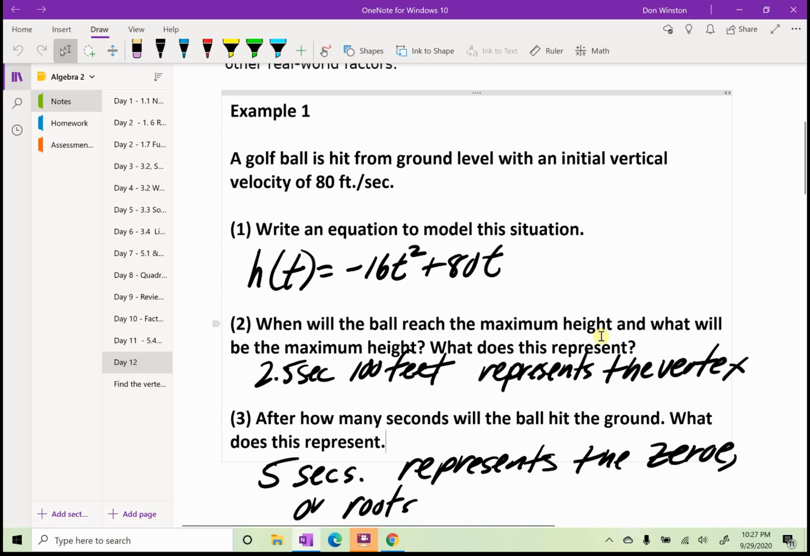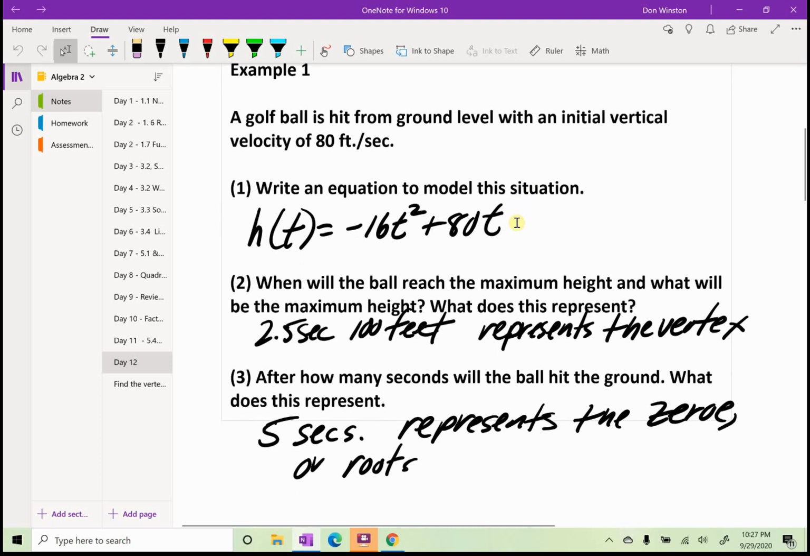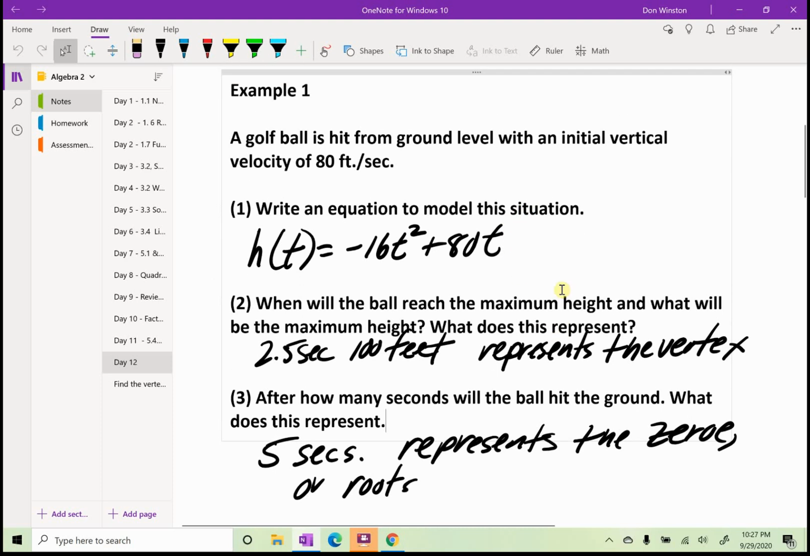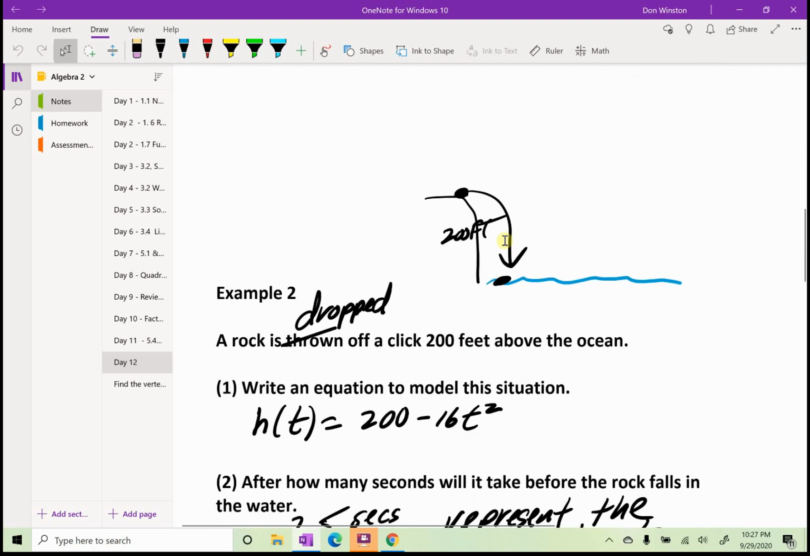See, we didn't actually have to solve. We didn't have to complete the square or factor or use another method to find the zeros. We just used decimals. All right, so that's one equation where we don't have an initial height, but we have an initial velocity. No initial height, but initial velocity. Let's look at another equation.